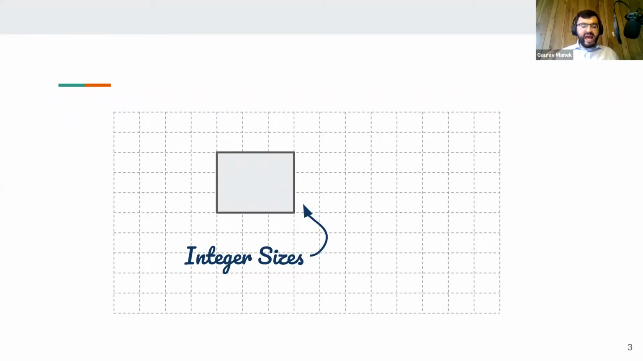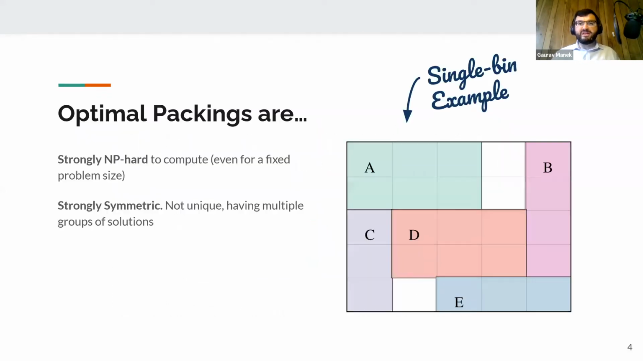We can reduce continuous size problems to these quite easily, and we get some nice properties out of making this assumption. So pretty much everyone in the literature assumes that you can treat your bin packing problem as though it has integer sizes everywhere. And our job is, given a bunch of objects and a bin size, to find an optimal packing.